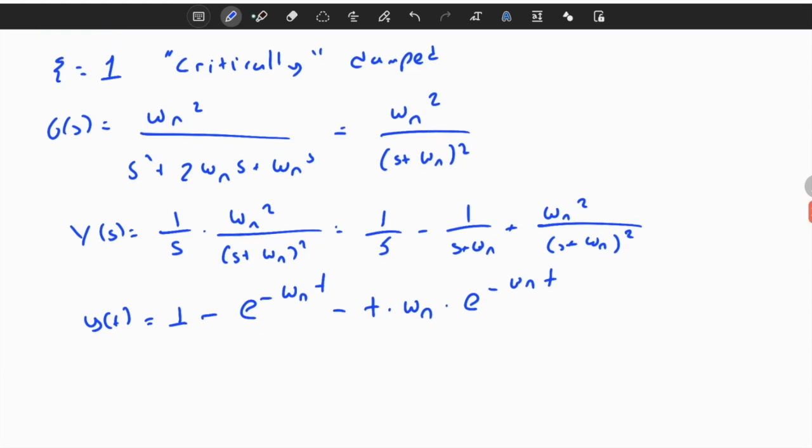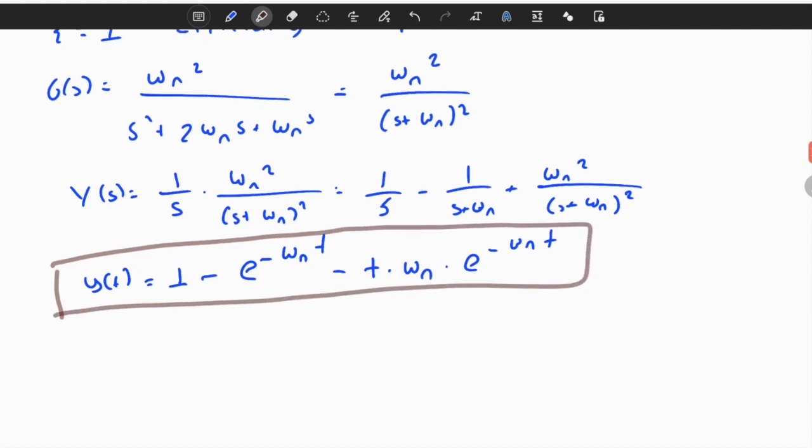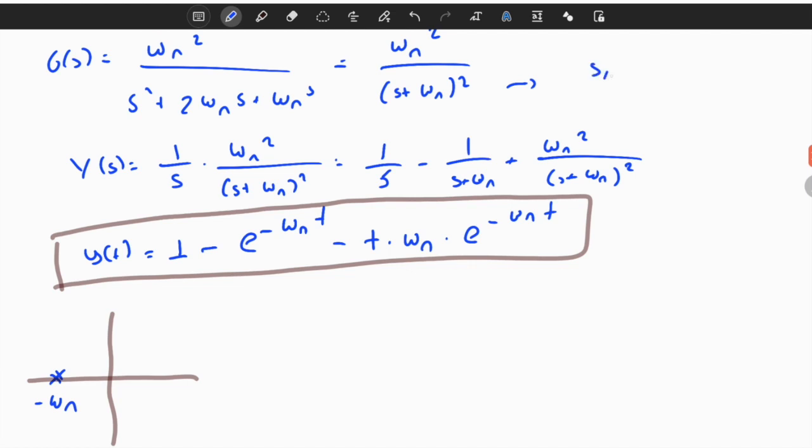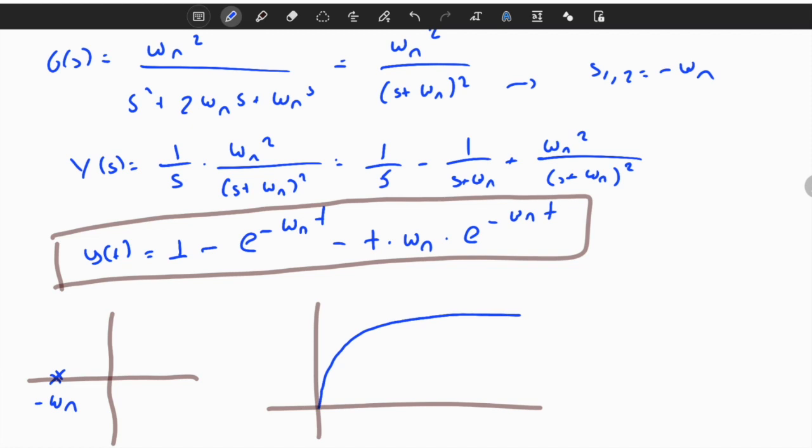So we computed the response. As you can see, it looks like this. Let's analyze this a little bit. If we plot the pole-zero map, we know that there are two roots. It's a repeated root and it is equal to minus omega n. As you can see, s1,2 is equal to minus omega n. It is constant and it is real. And if I plot the response, it will look like this. Let's change the color.